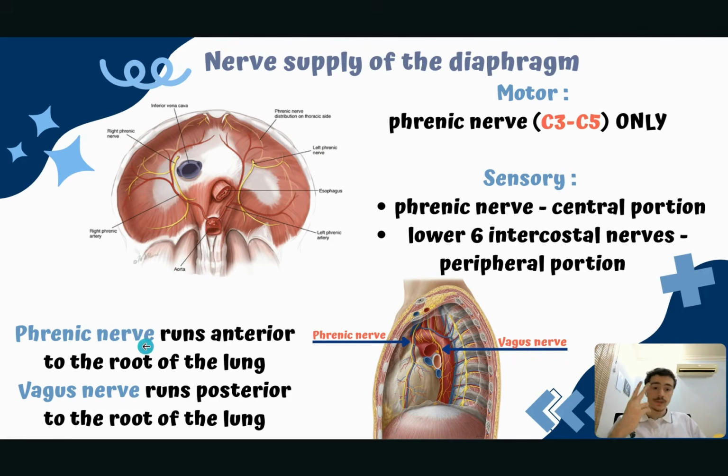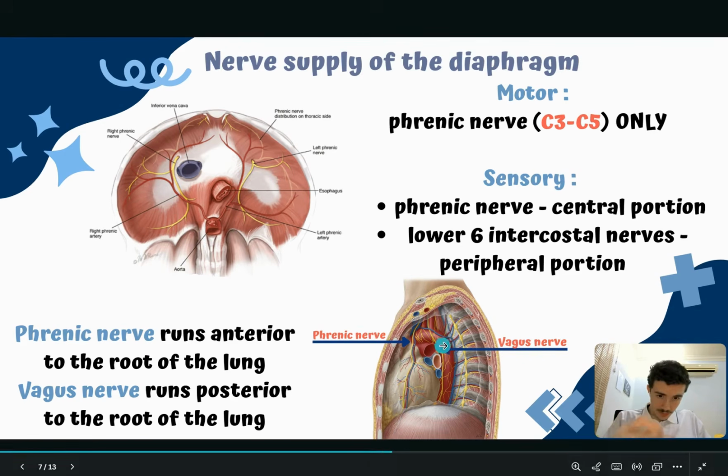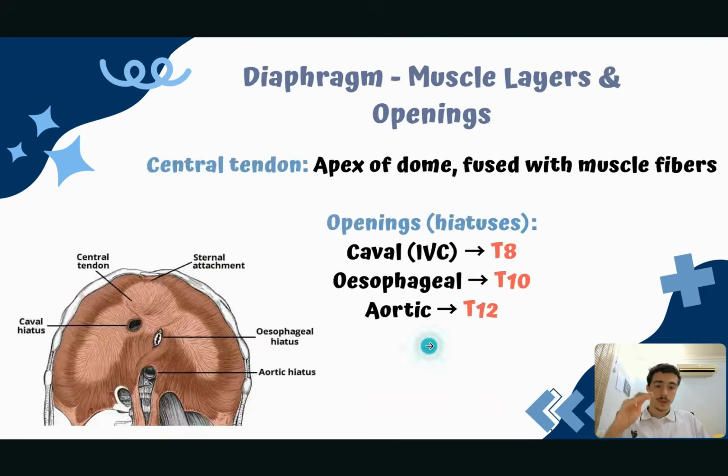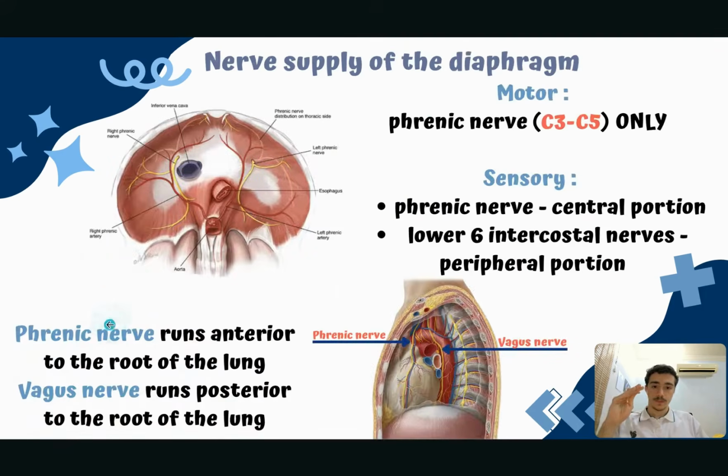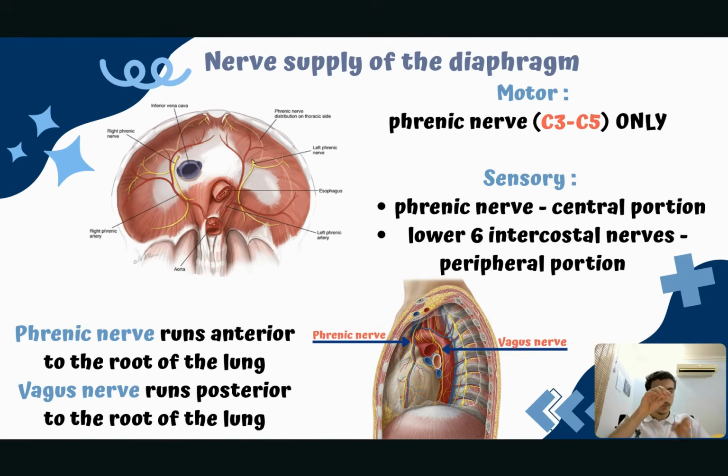Now there are two important things you need to focus on, which are the phrenic nerve and the vagus nerve. As you can see here in the photo itself, one runs anterior to the root of the lung. This is the root in the middle. One of them runs anterior to it, and one of them posterior to it. So this is the root, for example: one is posterior, one is anterior. Which is the anterior and which is the posterior?